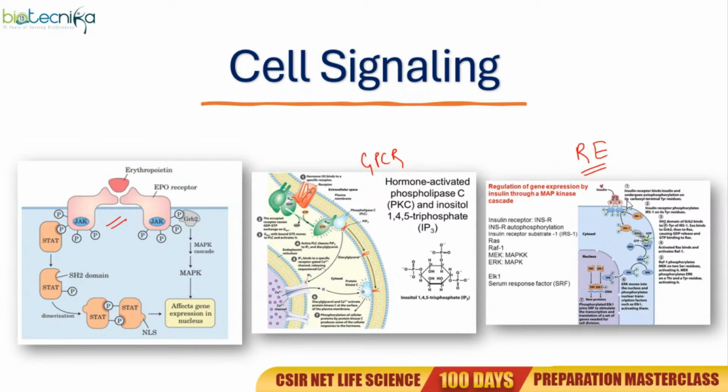So by looking into the image, you are able to understand, okay, we have got a ligand that goes and binds to the receptor, autophosphorylation takes place, transcription factors are activated, so NLS will be exposed and it enters inside the nucleus. Similarly, here also by looking into the pathway, you are able to understand that yes, this is how the signaling takes place. So whenever you study the cell signaling part, always go for colorful diagrams.